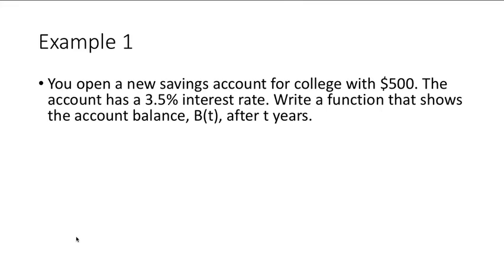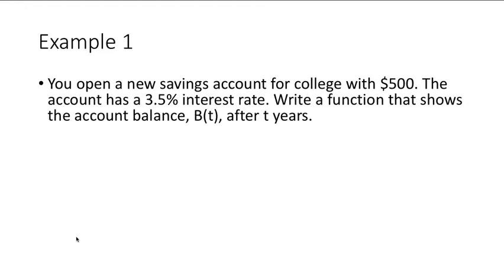So let's look at an example here. You open a new savings account for college with $500. The account has a 3.5% interest rate. Write a function that shows the account balance, b of t, after t years. So whenever you get a problem like this, you want to assume that the money you're putting into the savings account, the $500, you're not taking anything out and you are not putting anything additional in. So the only thing that is getting added in is your interest.